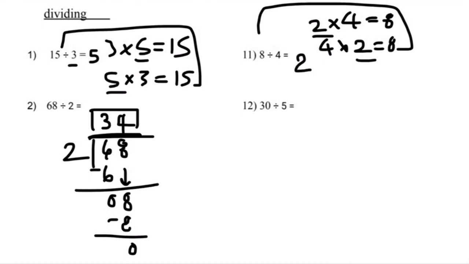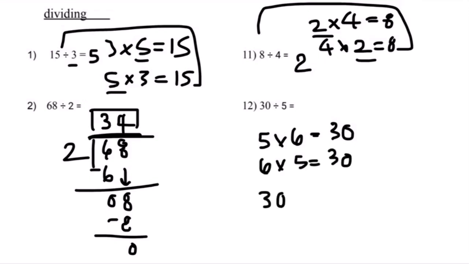Last but not least, number 12, 30 divided by 5. Well, we know that 5 times 6 equals 30, and 6 times 5 equals 30. And we also know that 30 divided by 6 equals 5.